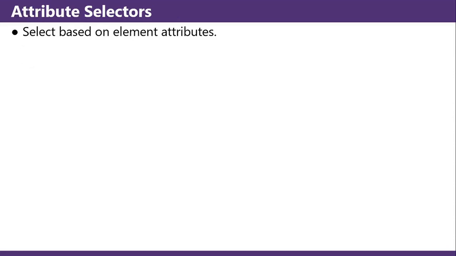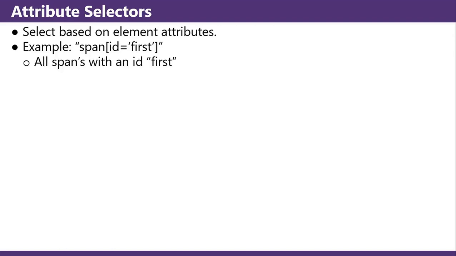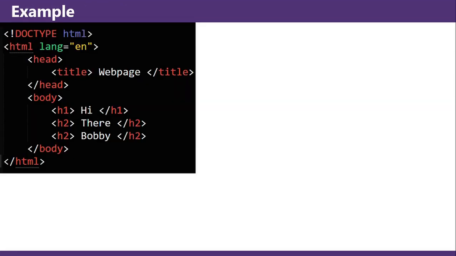Attribute selectors. Select based on element attributes. Span, bracket, ID equals first, bracket. All spans with an ID of first.